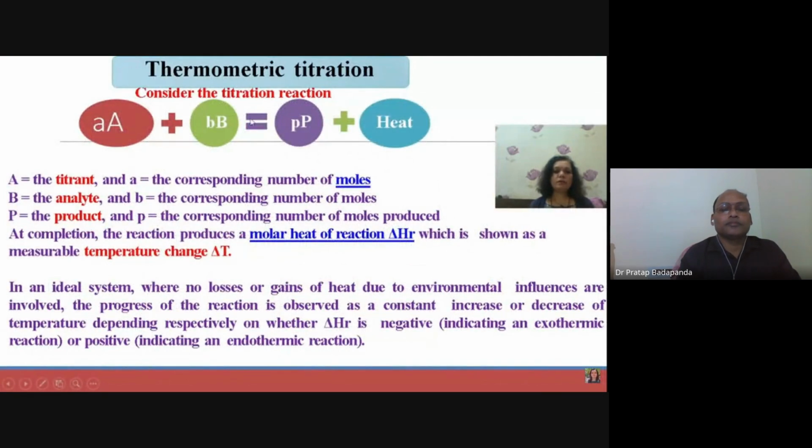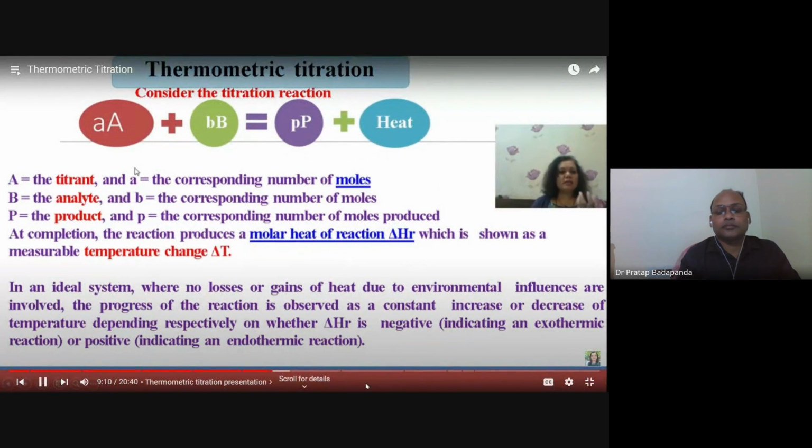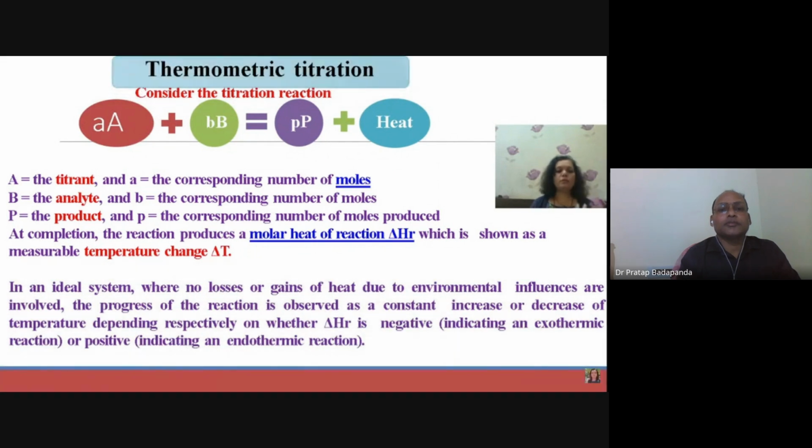When I am carrying out a thermometric titration, I am taking a titrant of a specific number of moles. I am taking an analyte of definite moles which will produce a product of corresponding moles, and completion of the reaction produces molar heat, that is delta H, due to change in temperature. So, this is an ideal presentation of your thermometric titration we can consider, where there are no losses or gain of heat due to environmental influences, and the progress of the reaction is observed as an increase in temperature or decrease in temperature.